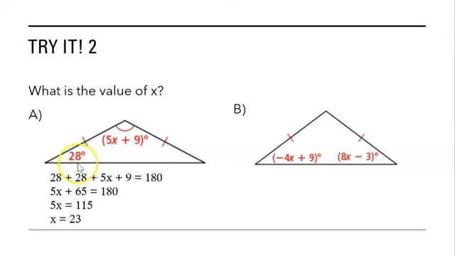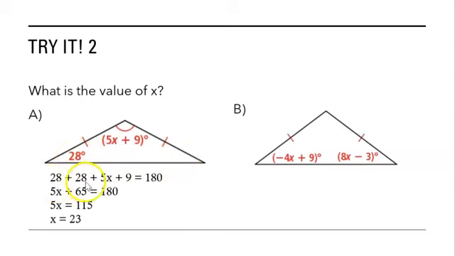What I did in part A is I used the triangle sum theorem. I know that this angle is 5x plus 9, so I put that in here. Then I knew that this angle was 28, so I put it in my equation. And I know that if this angle is 28, then this angle is 28 because of the isosceles triangle theorem, because this side is equal to this side, so this base angle is equal to this base angle.